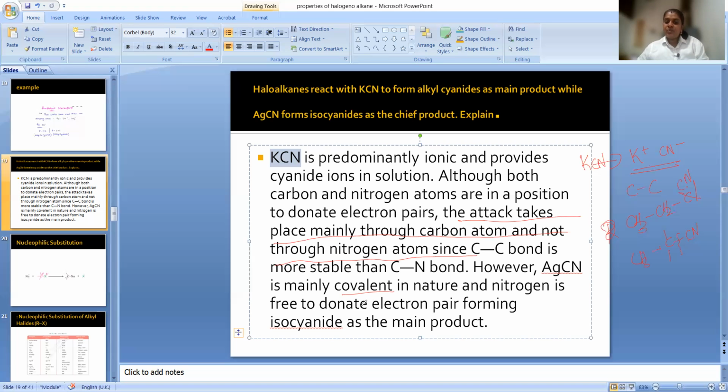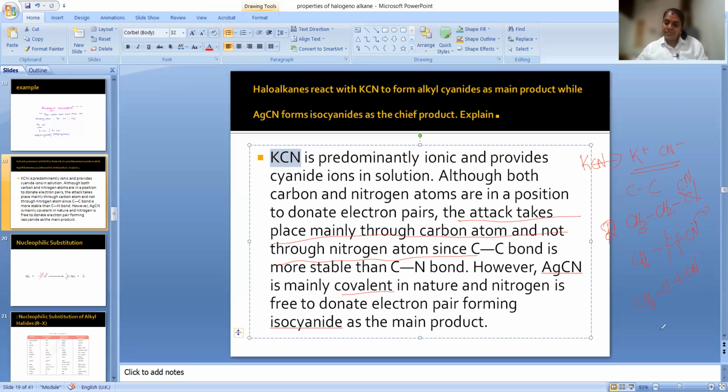And nitrogen is free to donate an electron pair. So in the case of covalent, nitrogen has a lone pair of electrons, so it is free to donate an electron pair and that will form a bond. Because of that, it is donating an electron pair and joining with this CH3 plus, because when CH3Cl reacts with the CN minus, what will happen?